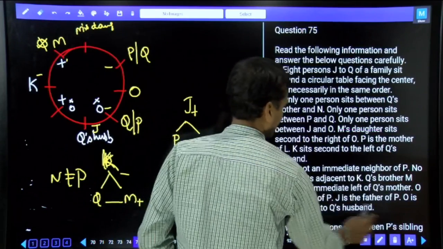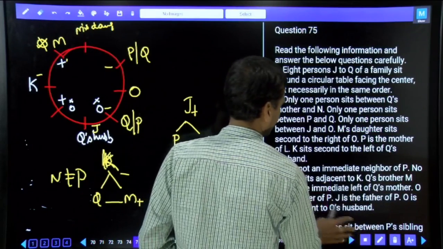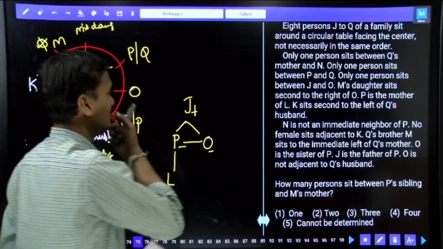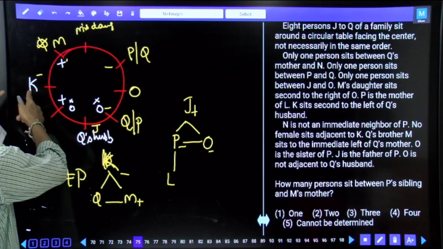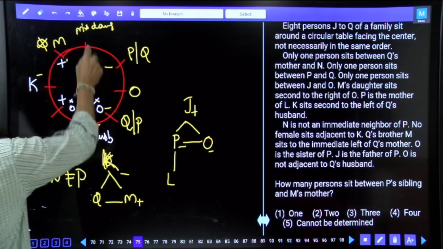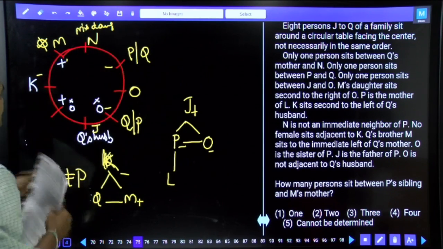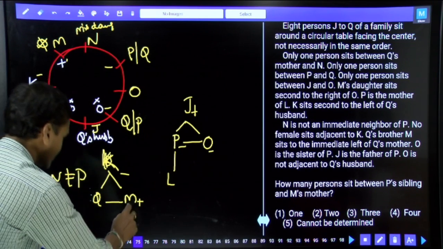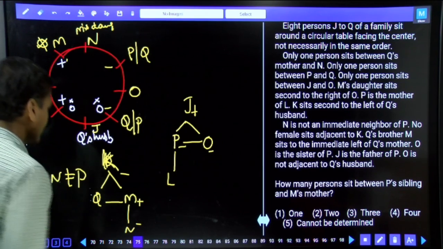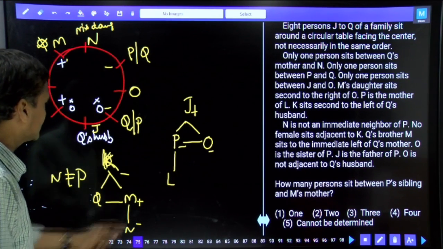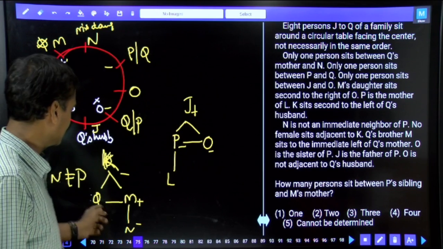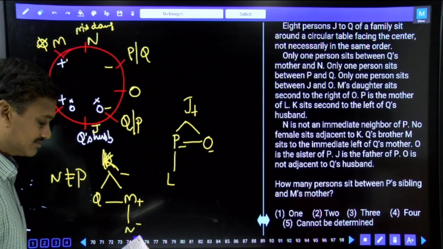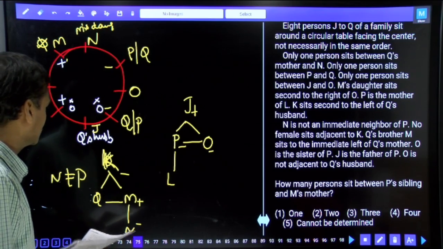Now, this is the information we have. Coming to the first paragraph: one person between Q's mother and N. Who is Q's mother? K. Between K and N there must be exactly one person. Who is that person? M. Hence, N is M's daughter. Clear? Here there are 4 persons, and there are 4 persons here too. Now, these 2 must be combined. Then tell me how to combine these 2.